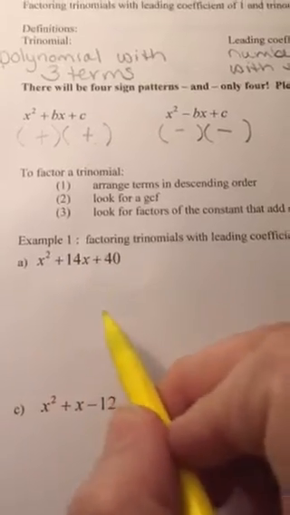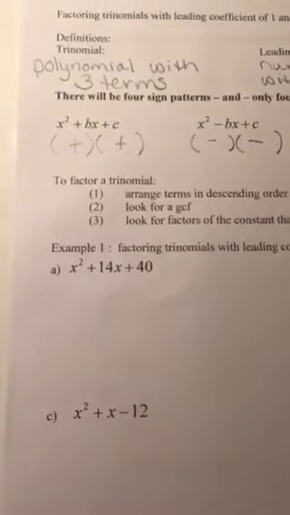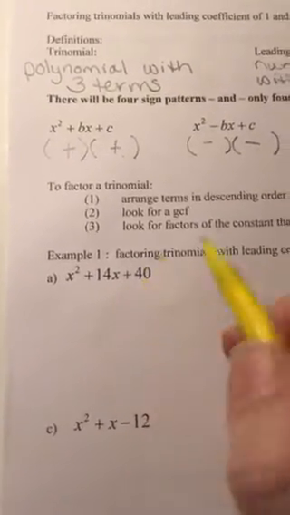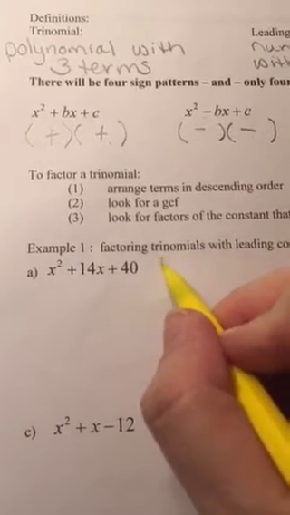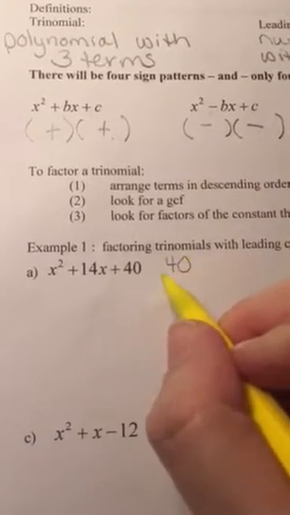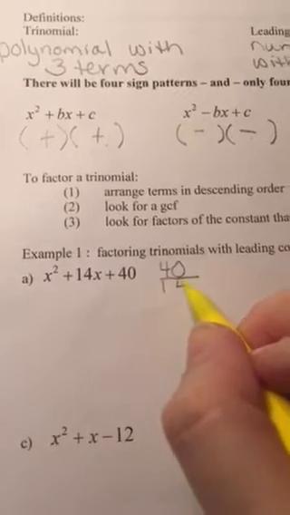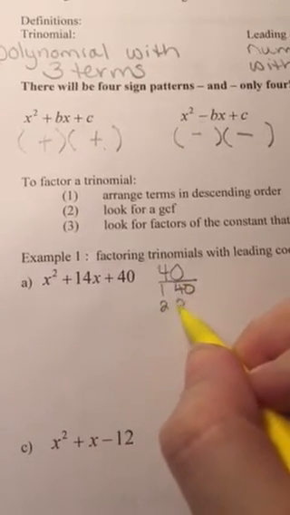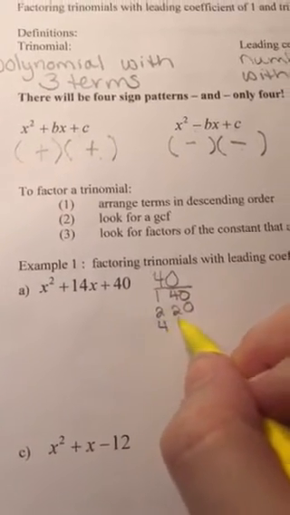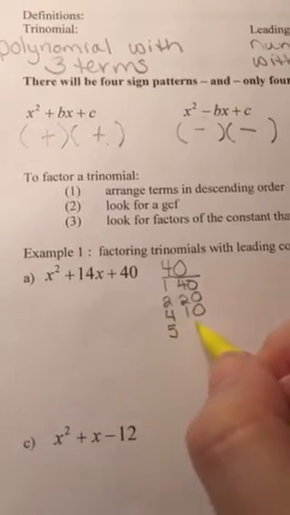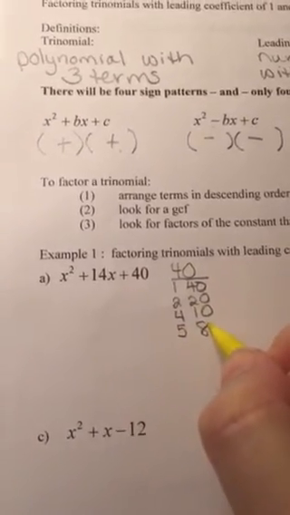So I've got a trinomial, and I do always look for a GCF first. I don't have one. So I take the factors of 40, and by the word factor, things that multiply to make 40, and I always start with a 1. 1 and 40, 2 and 20, 4 and 10, 5 and 8. Now that's my complete list.